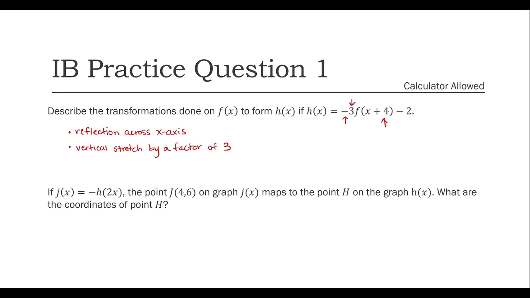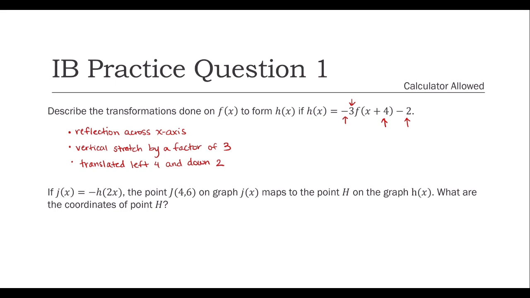This plus 4 is going to shift our function to the left 4, and this minus 2 will shift our function down 2. So it's been translated left 4 and down 2. So those are all your transformations.